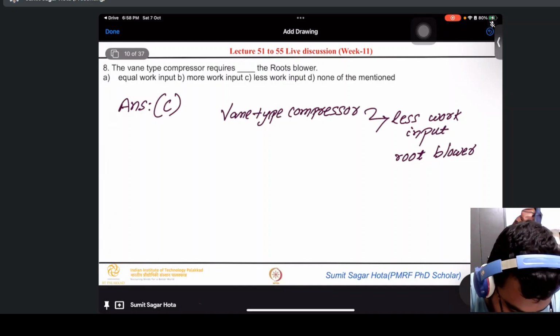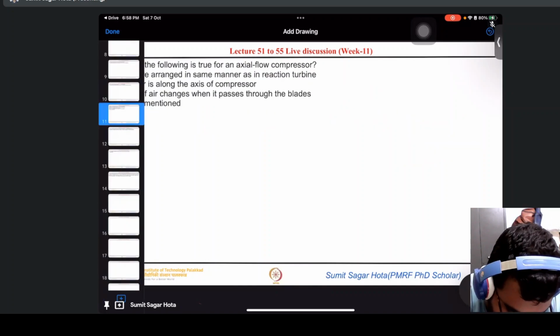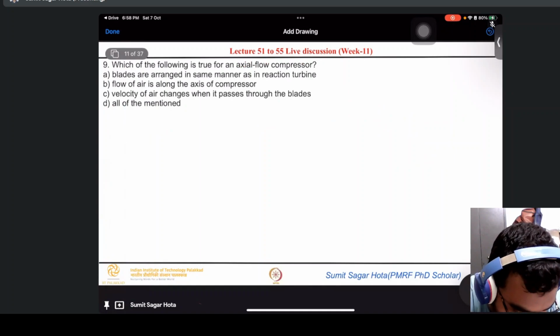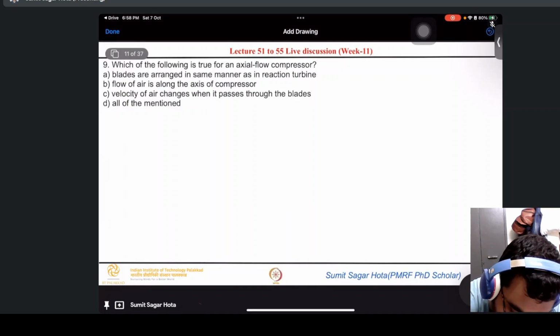Okay, the next question. Which of the following is true for an axial flow compressor? Actually, all are true for the axial flow compressor, because the blades are arranged in the same manner as in a reaction turbine. Flow of air is along the axis of the compressor, which I think everybody knows.